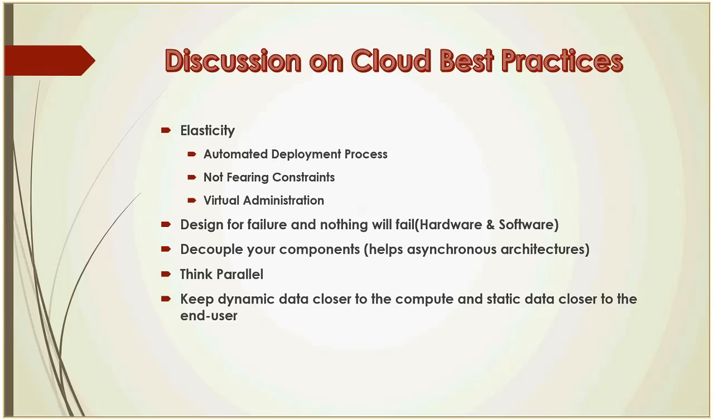Keep the dynamic data closer to the compute solutions, like your servers, and static data closer to the end user. Let's say there is CSS or a bunch of JavaScript files, then you would want to use content delivery networks, which are much closer to the user. And when you're computing something, anything that is more changing, you would want that to be closer to your servers.